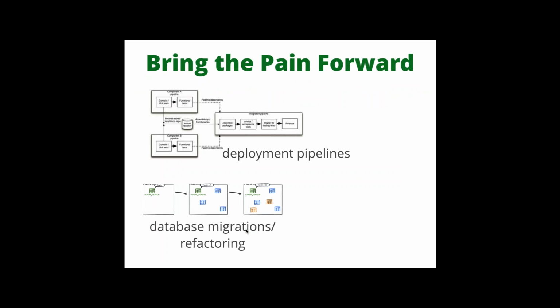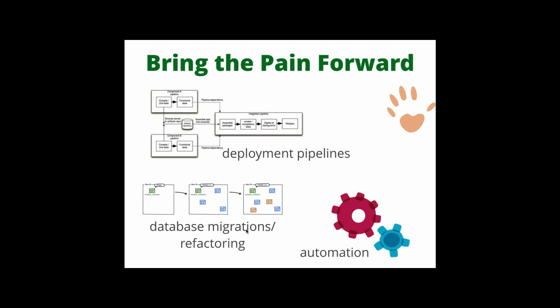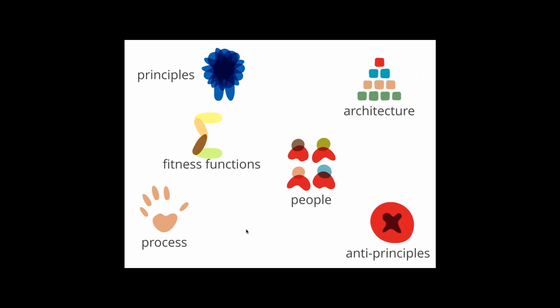We also see this in database migrations and refactoring. One of the huge hindrances in having an evolutionary architecture is having a really fossilized database schema that you've never refactored and don't have a good way to make incremental change to. And automation, of course, we are huge fans of automation. A lot of continuous delivery is about making automation better and smarter. So those are all things about process.